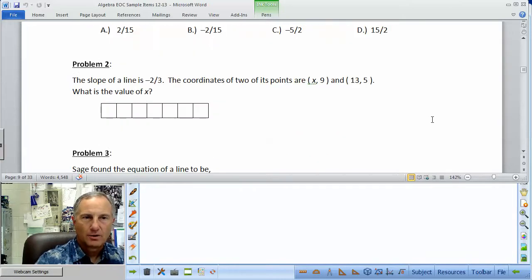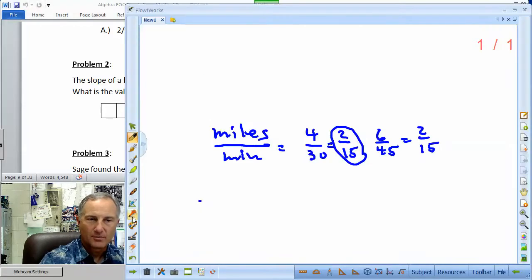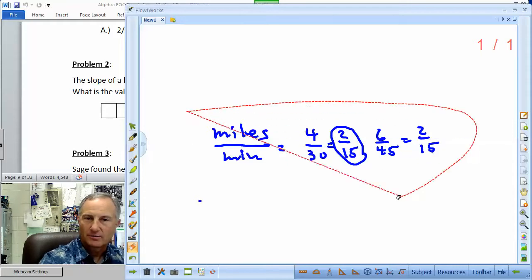Problem 2, slope of a line is -2/3. The coordinates of the points are (x, 9) and (13, 5). What's the value of x? Okay, so we know that slope equals the difference in the y's over the difference in the x's, and then we just have to solve the equation for x. Probably a little bit of a step up for a problem, but you're going to get some of those.